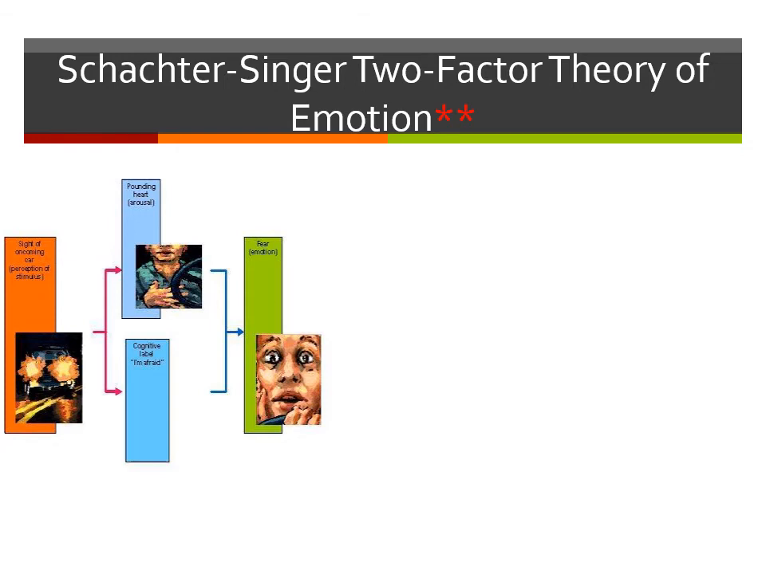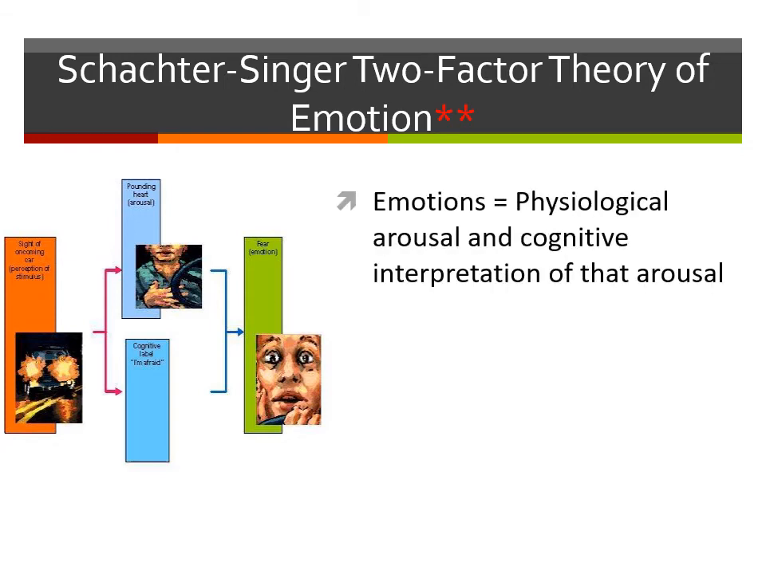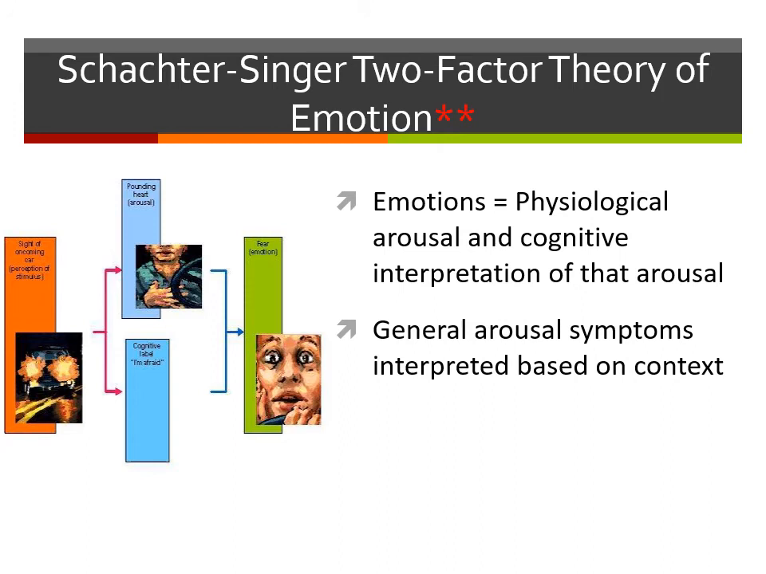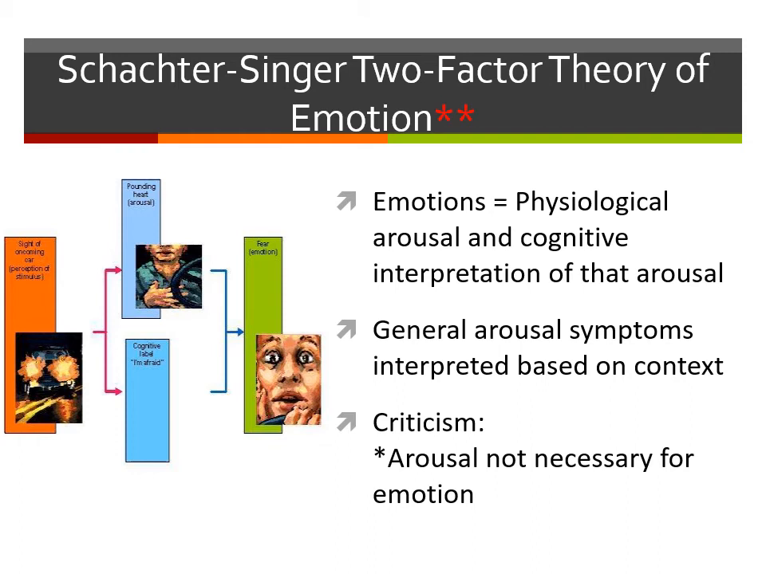We have arousal symptoms, and many may be shared by many emotions. We interpret them then into a category of fear, joy, anger, whatever it might be, based on the context of the situation. We use what's around us to decide what that arousal is meant to stimulate. So the criticism is that we can feel emotion without physiological arousal. There are drugs to block the autonomic nervous system arousal, and people still reported feeling emotions and interpreted them.